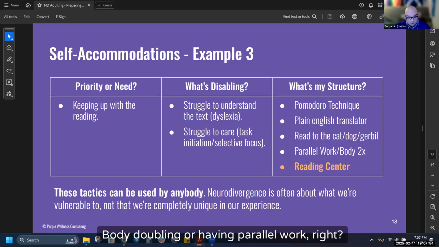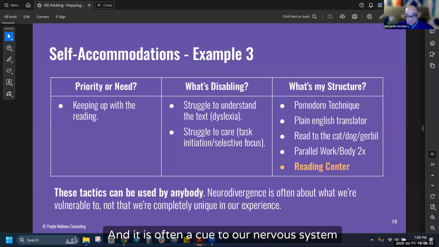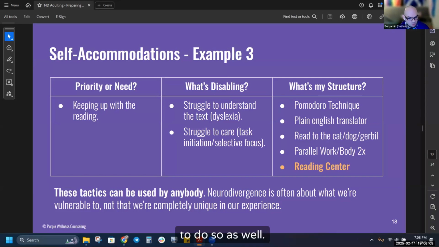Body doubling or having parallel work, right? We're better together, right? We are designed or evolved to be social creatures. We are better with other people. And it is often a cue to our nervous system that if somebody else is calmly or quietly working on something, that it is safe for us to do so as well.